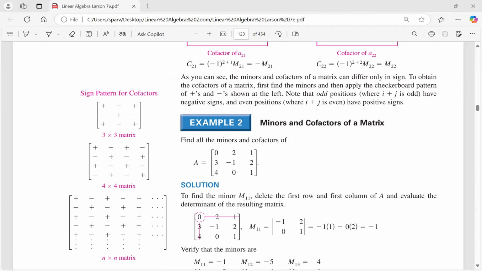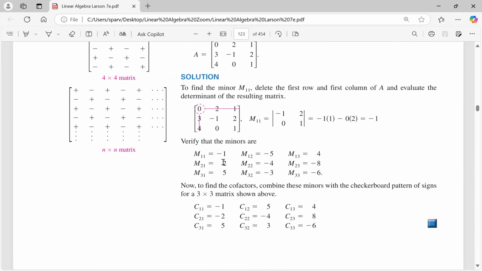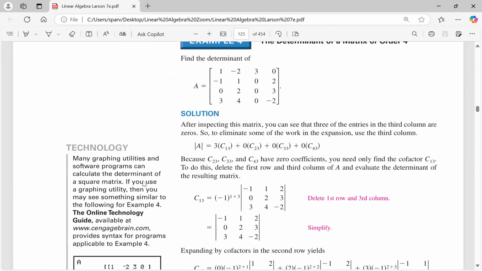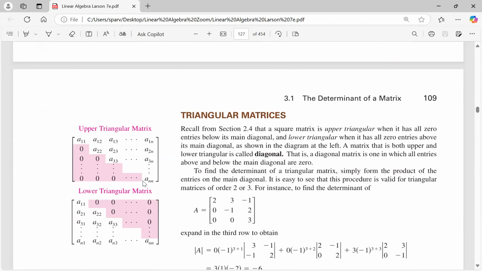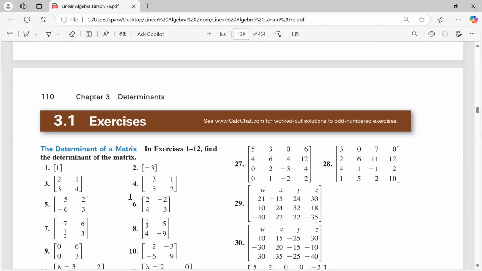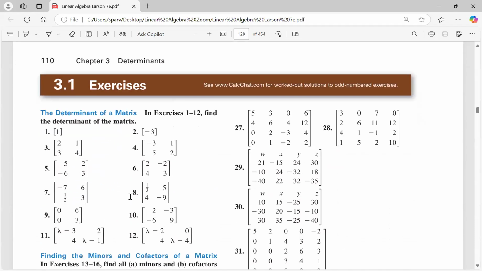Now let's do an example of our own. I'm going to scroll down to the exercises here. Okay, so let's do maybe a couple of these.